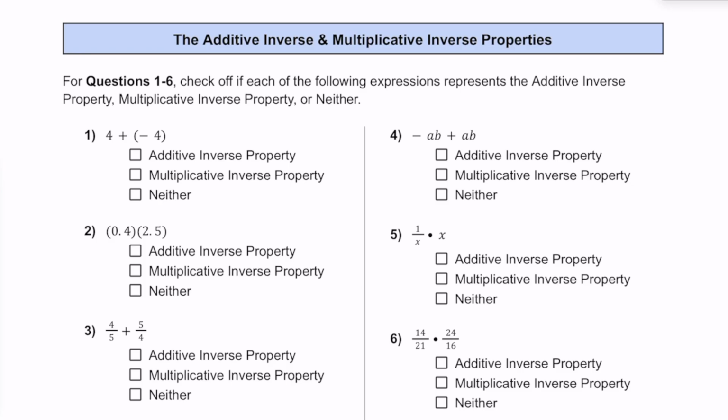as the identity property of multiplication and addition, where you could add 0 to an expression and it'll stay the same, or you can multiply an expression by 1 and it'll stay the same, as well as the distributive property, where you can also rewrite a sum or difference as the product of a value with a sum or difference.